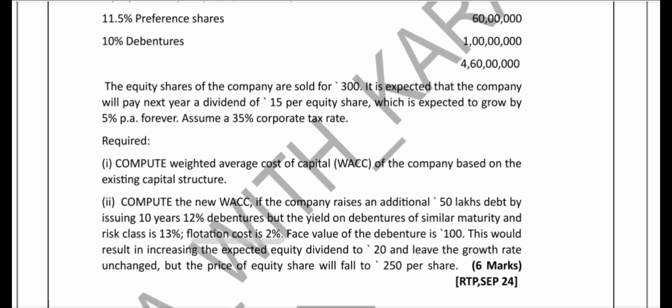The flotation cost is 2% and the face value of the debenture is 100. This would result in increasing the expected dividend to 20. So first the dividend was 15, but now it is expected to increase to 20. Leave the growth rate unchanged, so it is 5% itself, but the price of the equity share will fall to 250 per share. Before it was 300, now it will fall to 250 per share. So we need to calculate WACC for the existing capital structure and for the new capital structure.